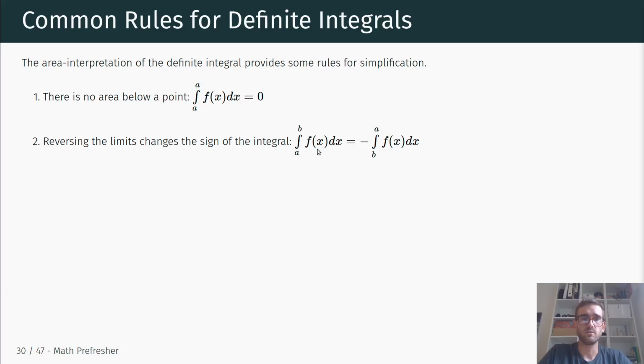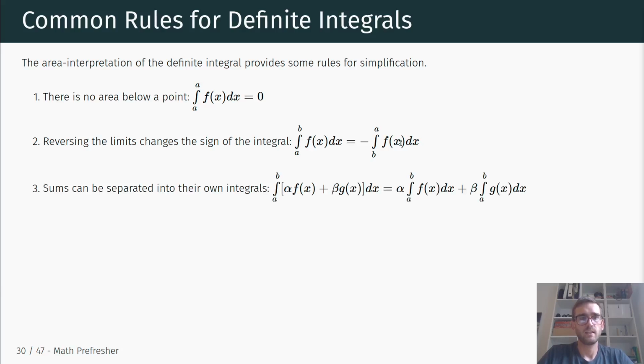So the integral from a to b of f of x dx is equal to minus the integral from b to a of f of x with respect to x. And again, as we've seen before, the sums of functions can be separated into their own integrals. This is similar to the rules that we saw for the indefinite integral, where we now have a definite integral from a to b of alpha times f of x plus beta times g of x with respect to x. And we can separate this out into two definite integrals.